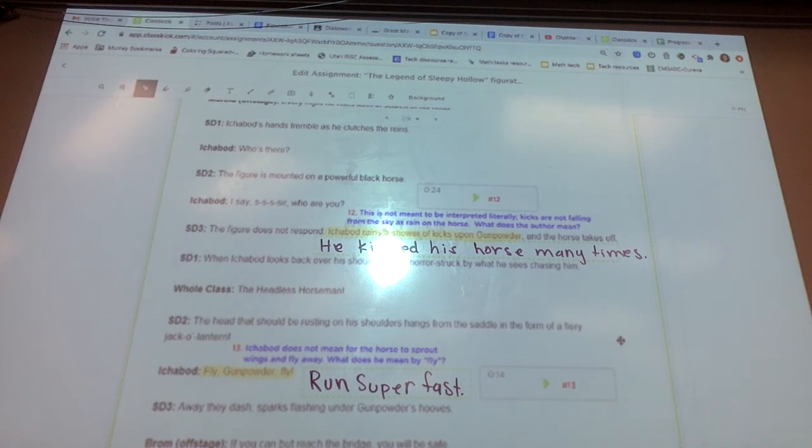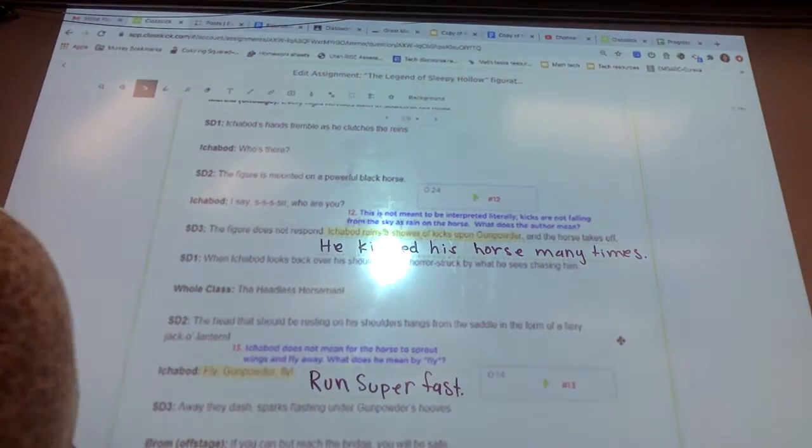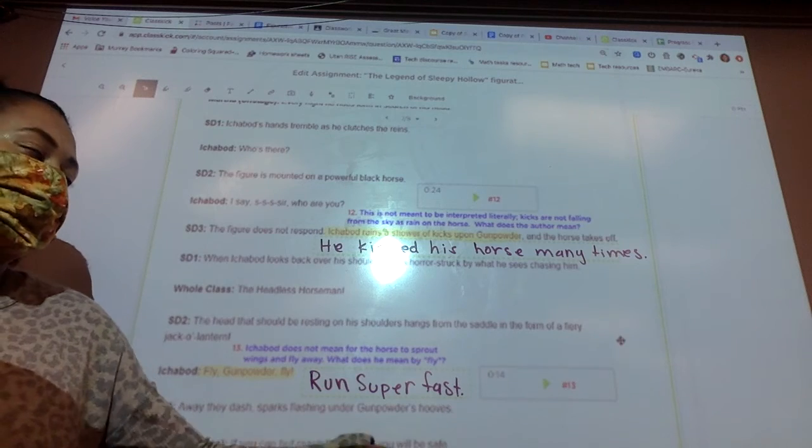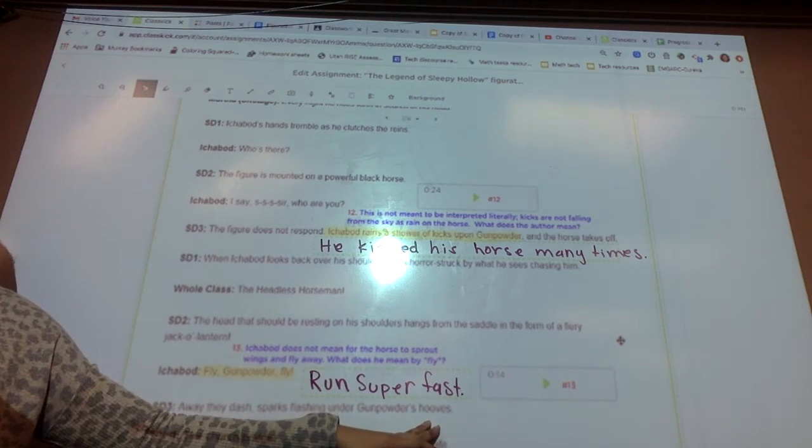Ichabod. That's true. Well, who knows? They might eat the horse. What? It's the headless horseman, you dork. You said the baddest word.